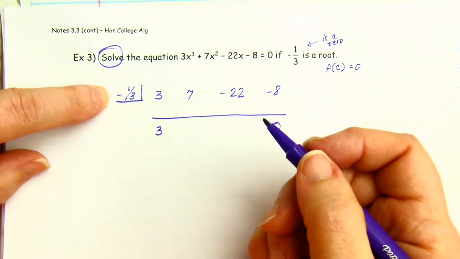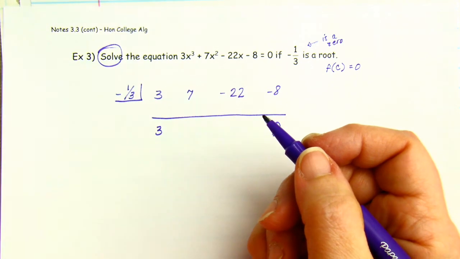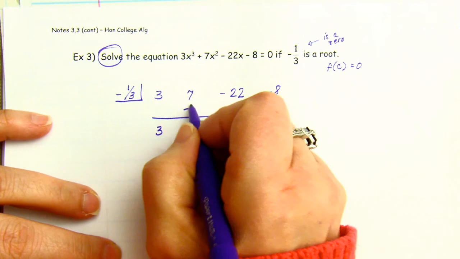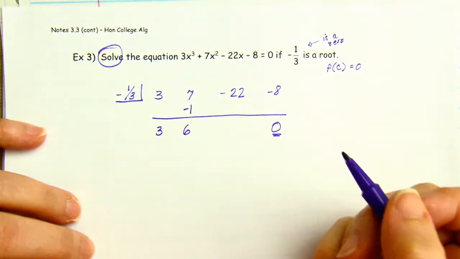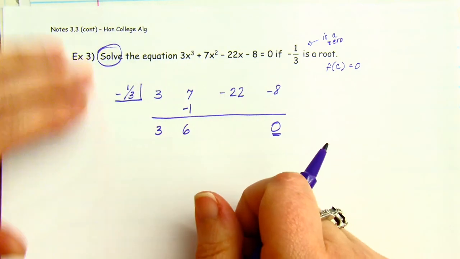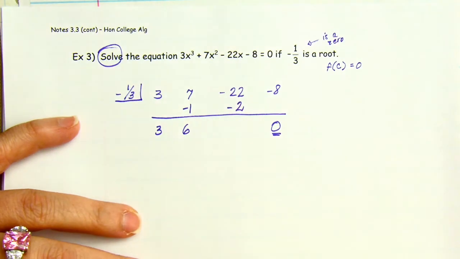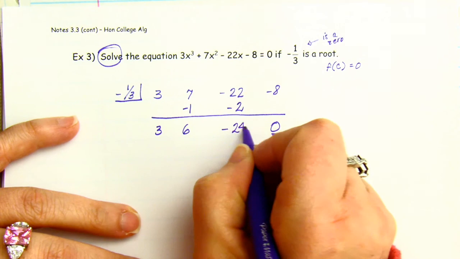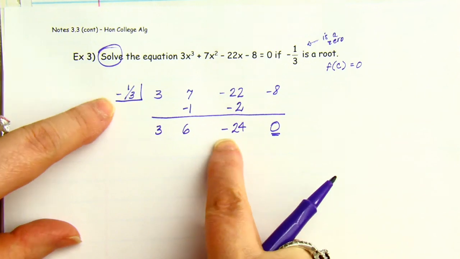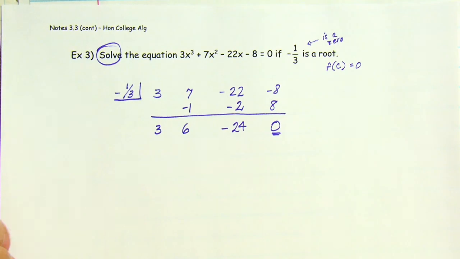Anytime you have a fraction times a whole number, just divide the whole number by the bottom and then multiply by what's in the top. Right? 1/3 of 3 is 1. This is negative 1. When I add, I get 6. Take the 6, divide by 3, you get 2. Or 1/3 of 6 is 2. And it's negative. Just got to be careful and watch the signs. This gives me negative 24. Right? 24 divided by 3 is 8. Negative times negative is positive. That's 8. And I do verify that it is, in fact, a 0.